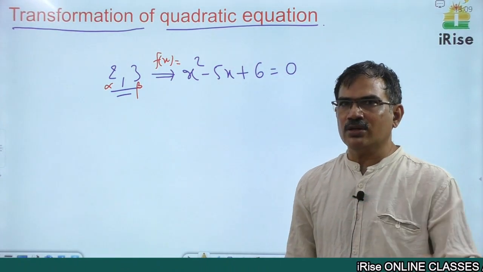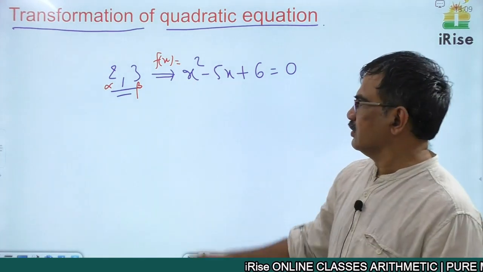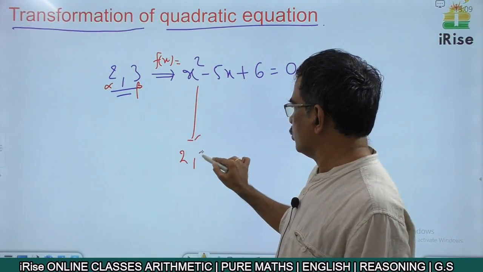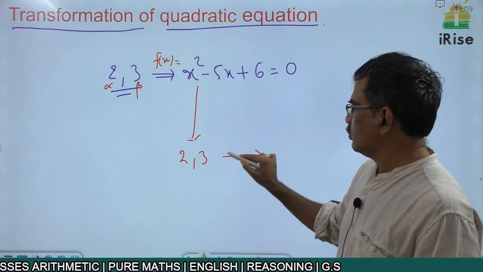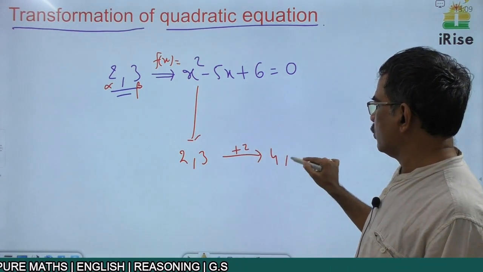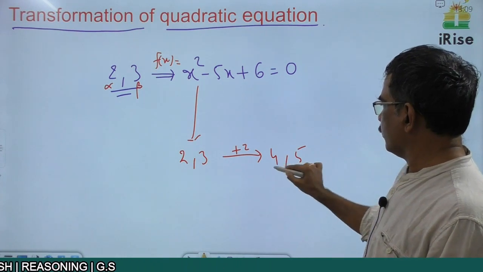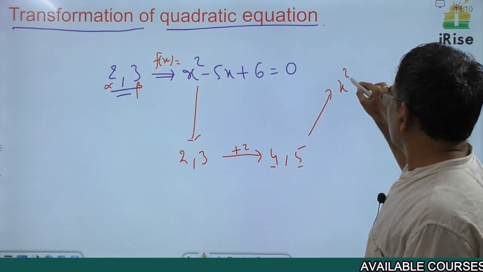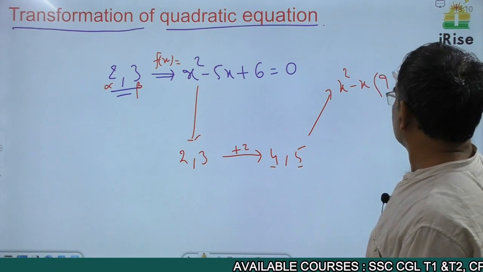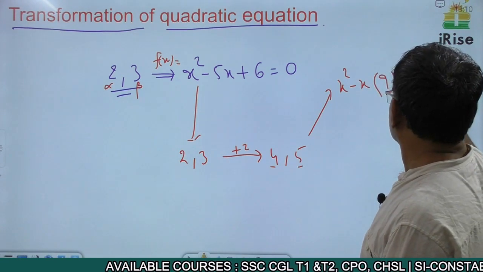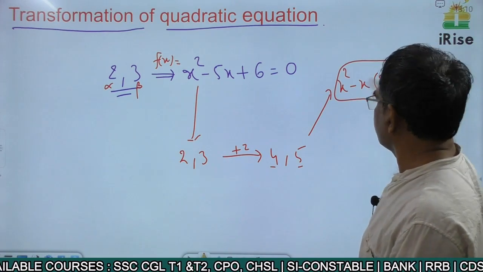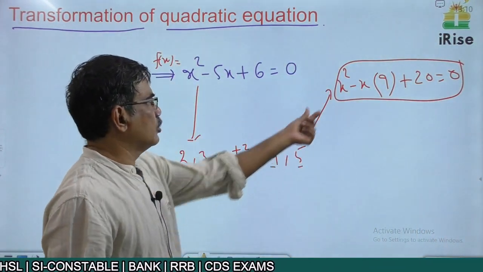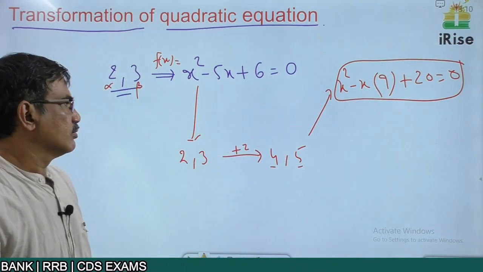If roots are known, the problem is very easy. If roots are 2, 3, first finding the roots, 2, 3. Each root is increased by 2, 4, 5 are the roots. If 4, 5 are the roots, the new equation is x square minus x into sum of the roots plus product of the roots is equal to 0. This is the new equation. If each root of this equation is increased by 2, we get that equation.